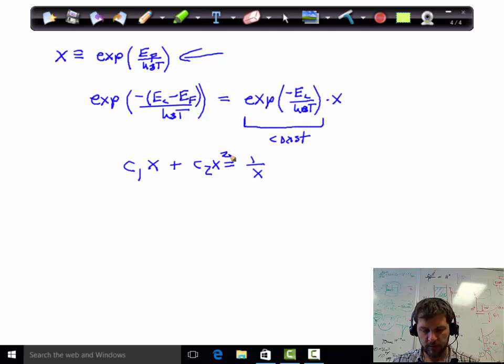And if you get four types of carriers, let's say you had donors and acceptors and electrons and holes, you'd get a quartic equation. And then you have to go back to your algebra skills to solve these symbolically first, and then you can solve for all the quantities.